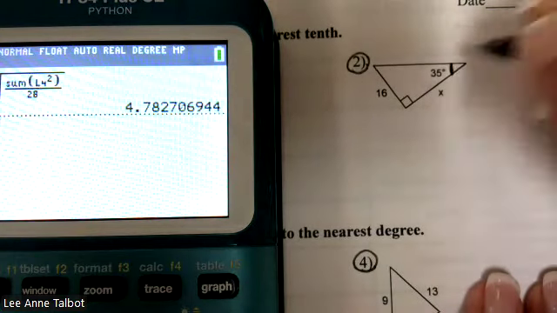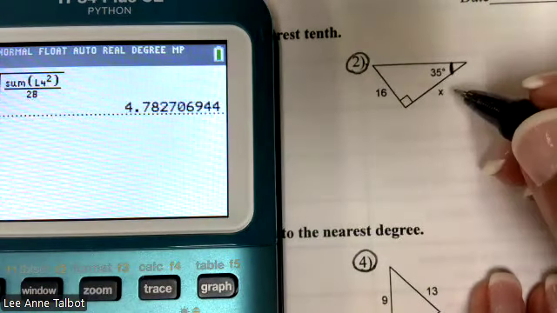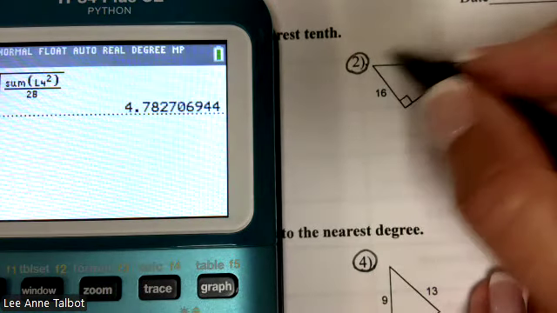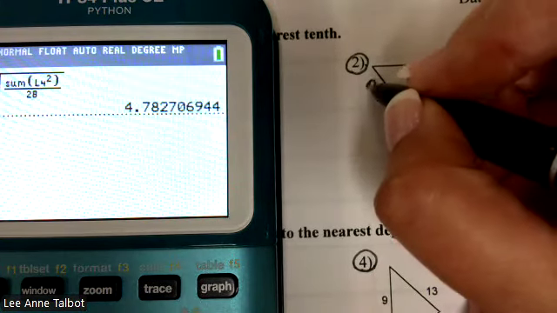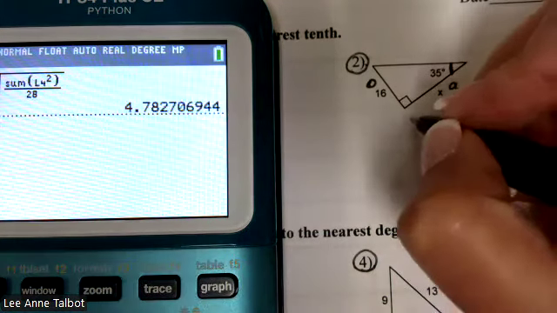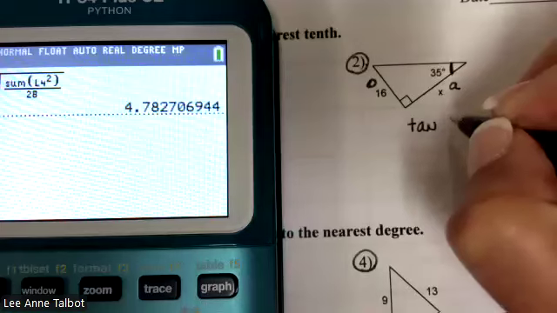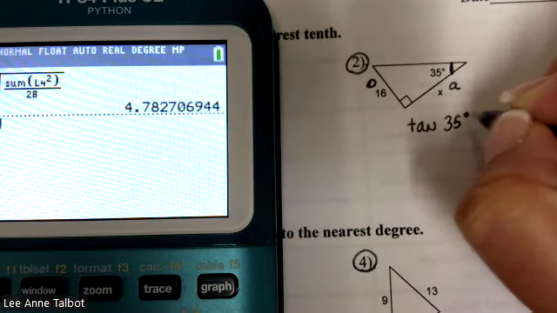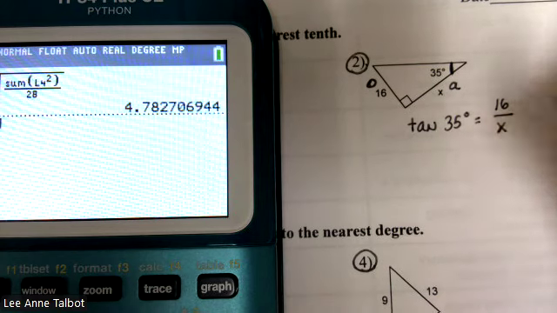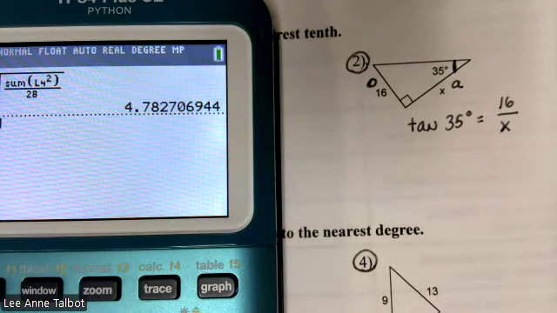So, okay, this is the angle we're talking about, 35 degrees. This is the hypotenuse. This is opposite. This is adjacent, which is tan. Yep. Tan 35 degrees equals opposite over adjacent. Okay, so what I meant was we haven't really had one in class where X is on the bottom yet.